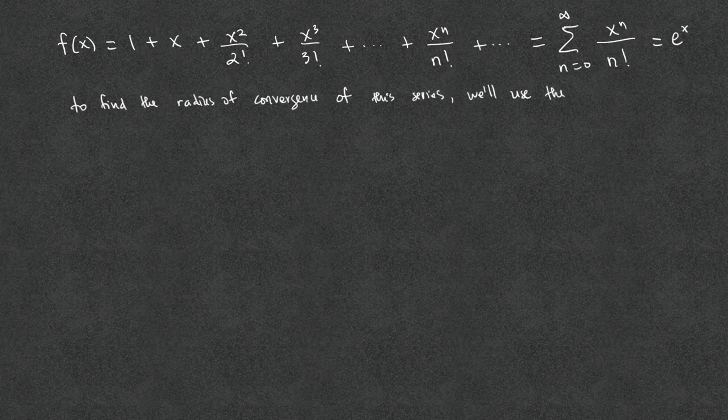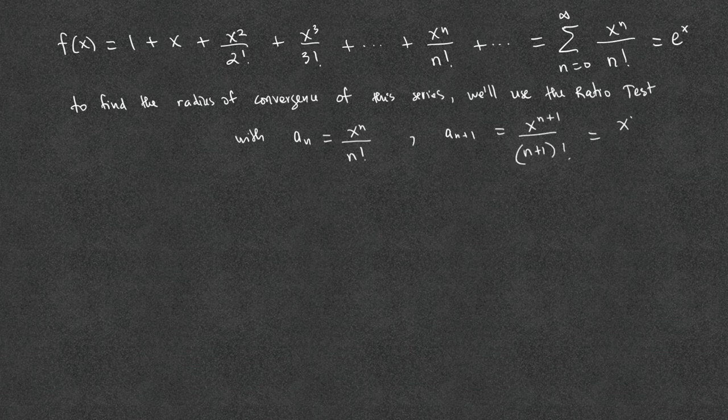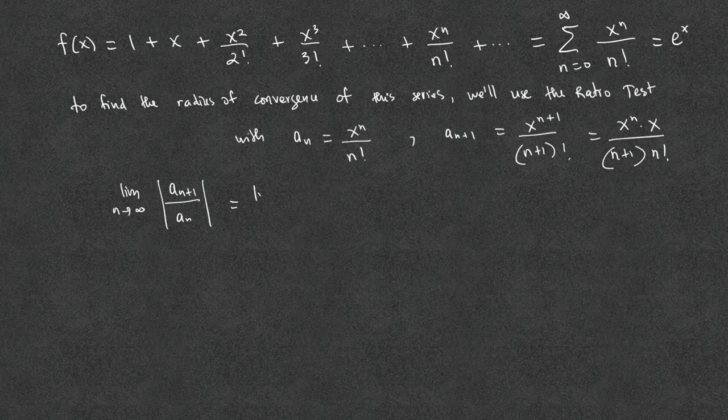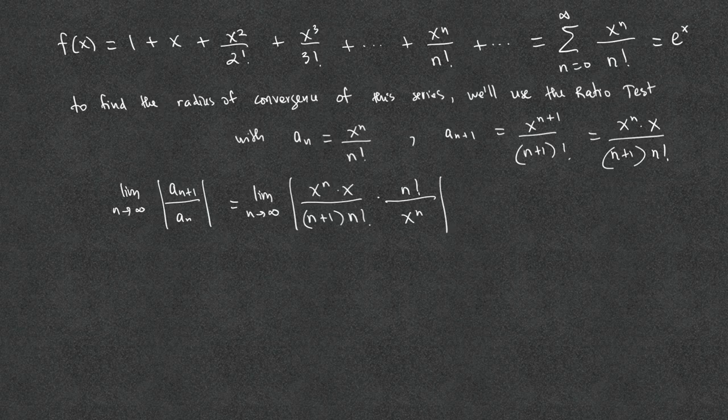To find the radius of convergence for this series, we'll use the ratio test where a sub n is x to the n over n factorial. Therefore, a sub n plus 1 is x to the n plus 1 over n plus 1 factorial, or x to the n times x over n plus 1 times n factorial. We take the limit of the ratio of a sub n plus 1 over a sub n, multiplying by the reciprocal of a sub n.